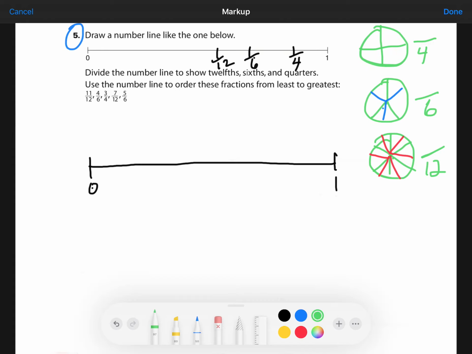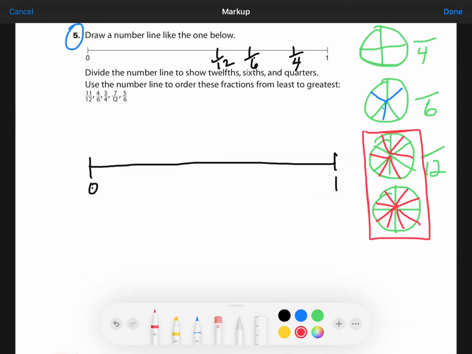Another way that you can think about that is to start with, oops, that's way too big. Start with quarters and divide each quarter into thirds. And these should be basically the same.